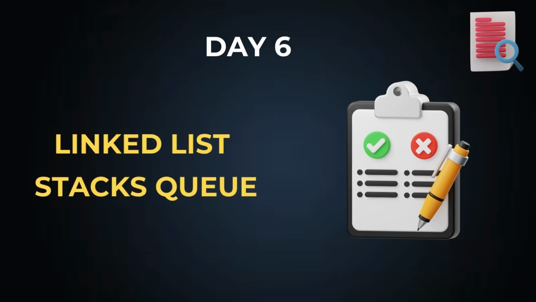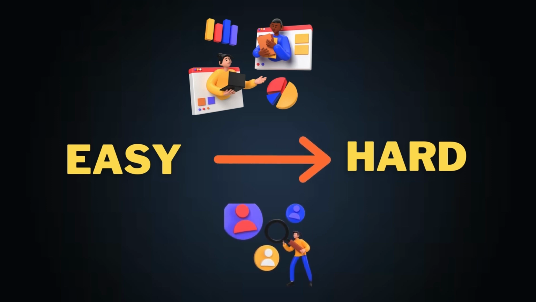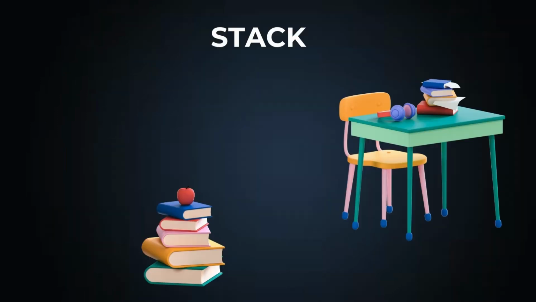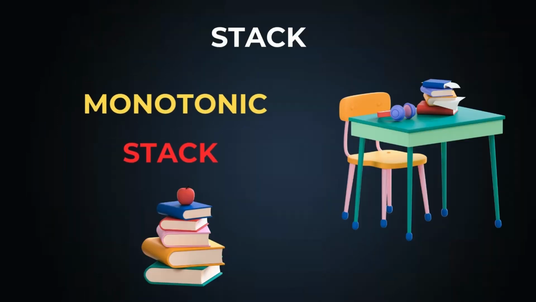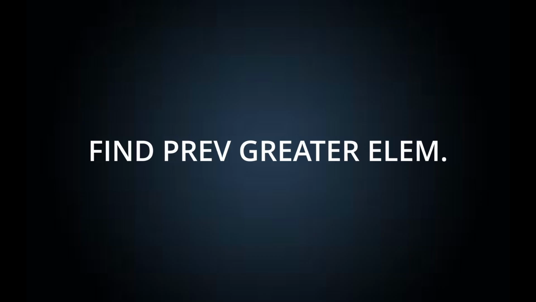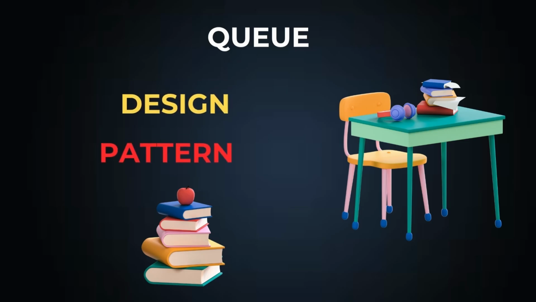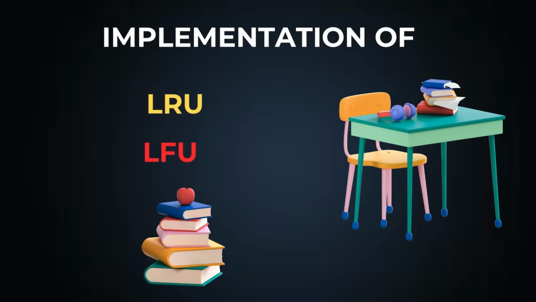Day 6 will be on linked list, stacks, and queues. Linked list, stack, and queue might look like easy topics, but when these problems come in the interview, it becomes difficult to identify the pattern, especially with the stack. Stack contains a special pattern which we call monotonic stacks, which is really important. So make sure that you pick up problems like finding the next greater element, previous greater element, next smaller element. And for queues, there are some design pattern questions like implement the LRU, implement the LFU, etc.